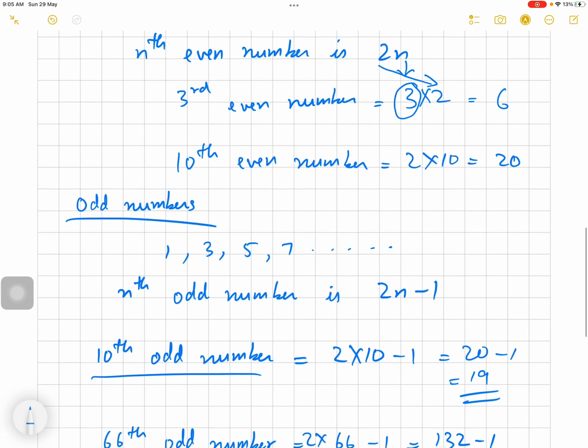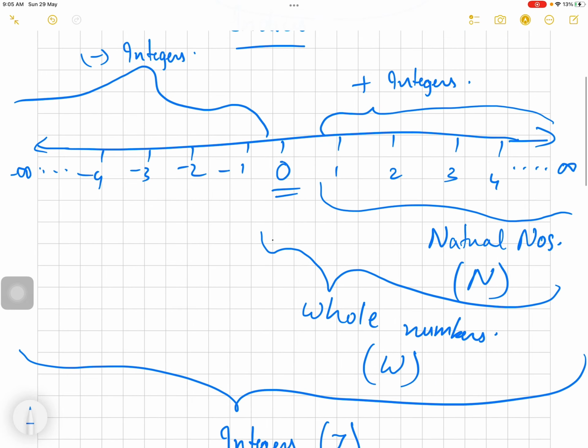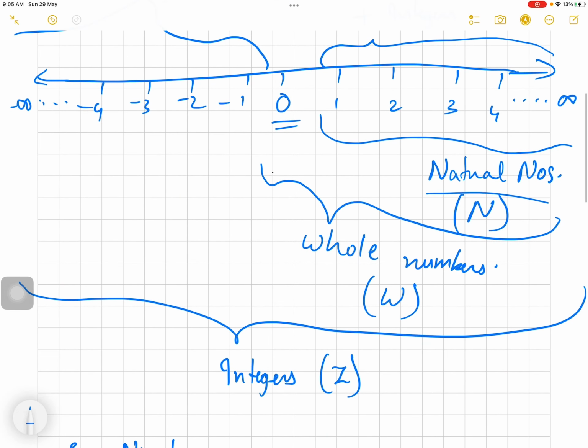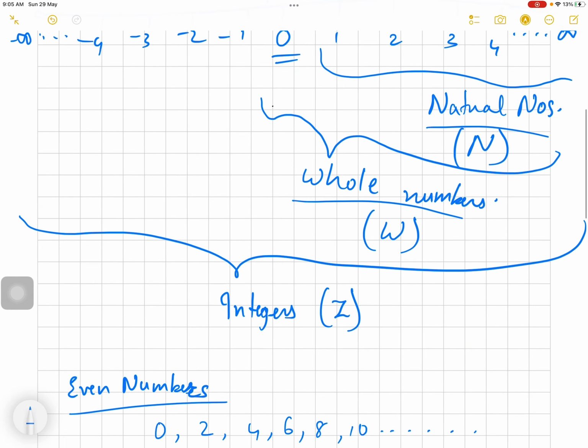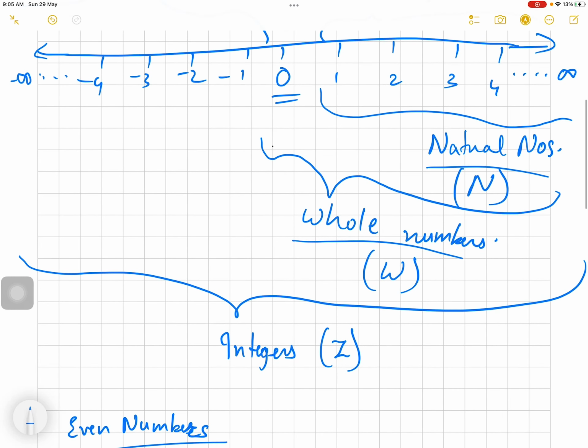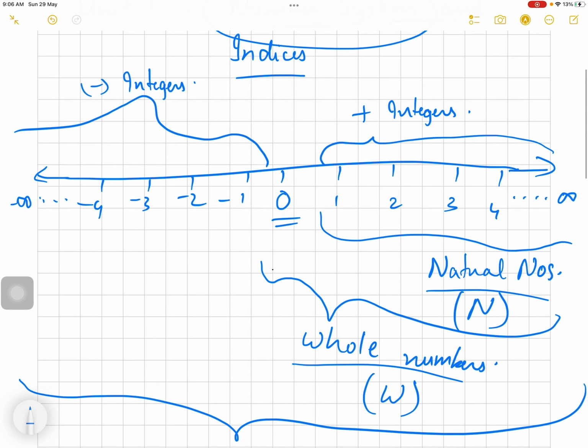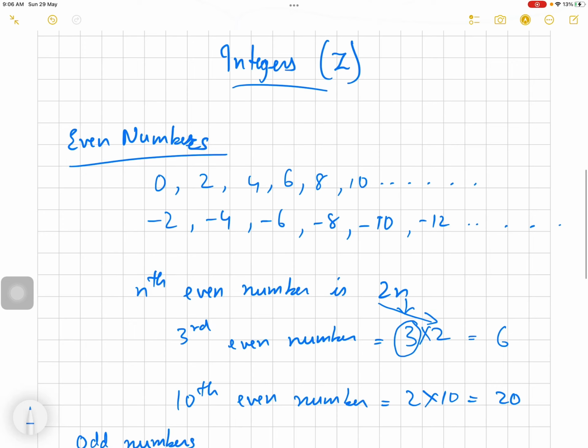Now we know what are natural numbers. Natural numbers are 1, 2, 3, 4, 5, 6, 7, 8 till infinity. Whole numbers are the natural numbers plus 0. Negative numbers, positive numbers and 0 together are called integers. Even numbers are 0, 2, 4, 6, 8, 10 and so on.